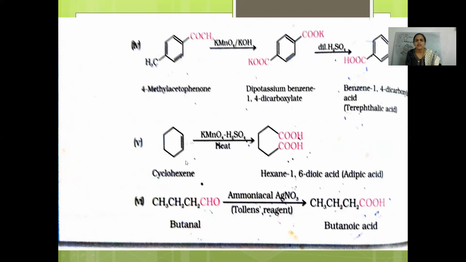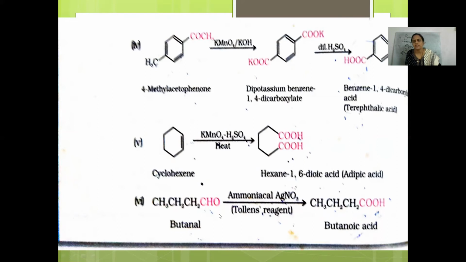Then next is cyclohexene converted to hexane-1,6-dioic acid, that is adipic acid. So cyclohexene is treated with KMnO4 in presence of H2SO4 and heated, and it results in giving you adipic acid. The sixth question is butanol to butanoic acid.